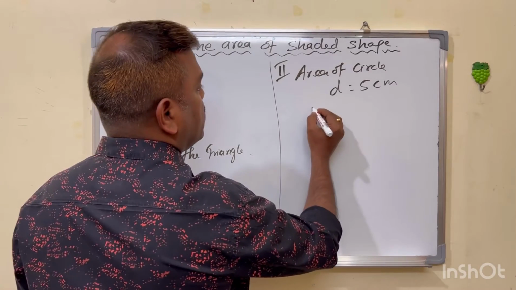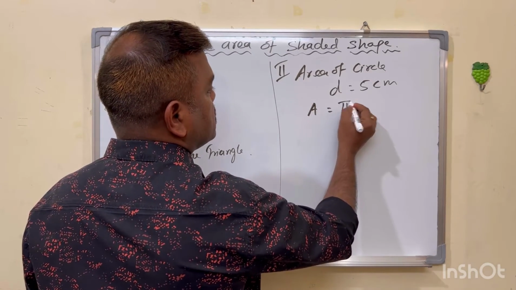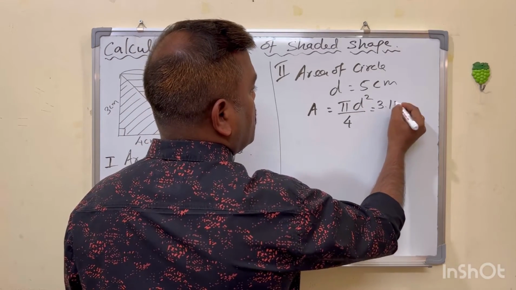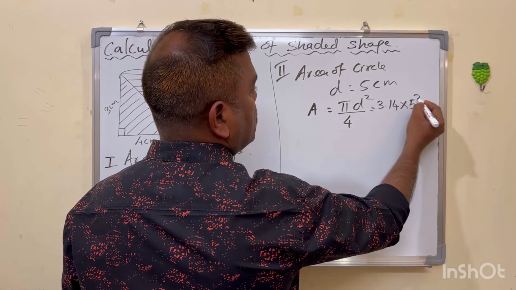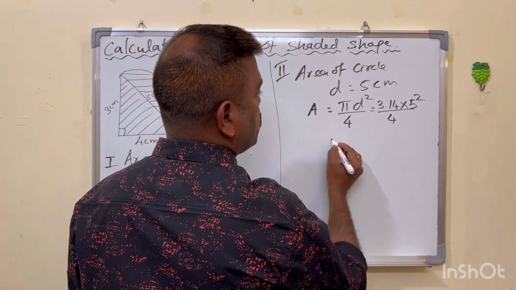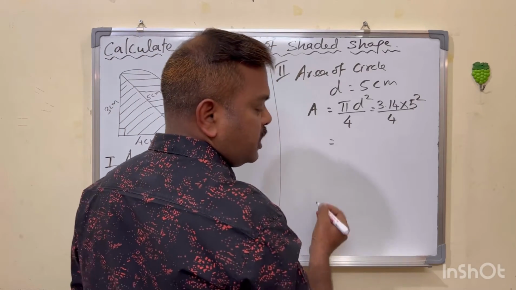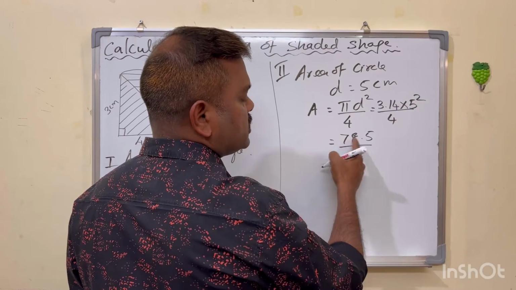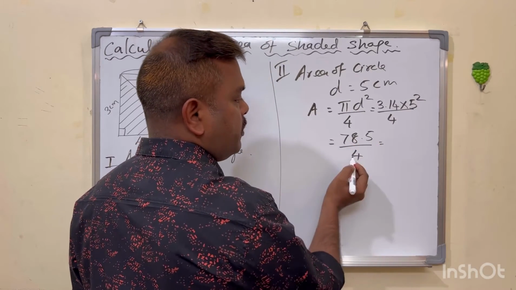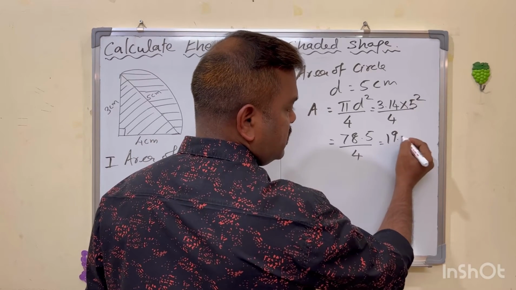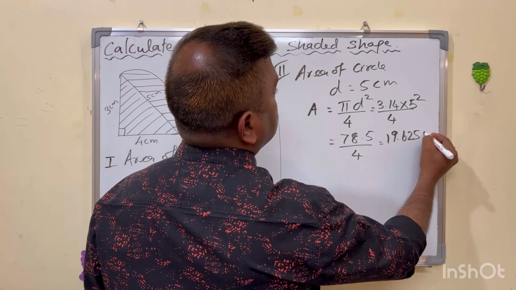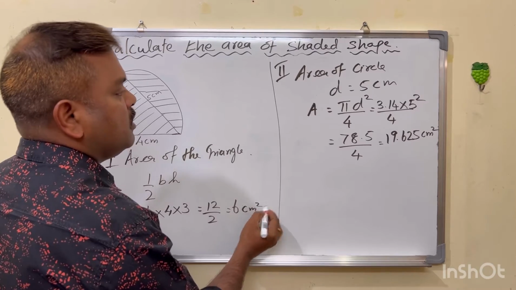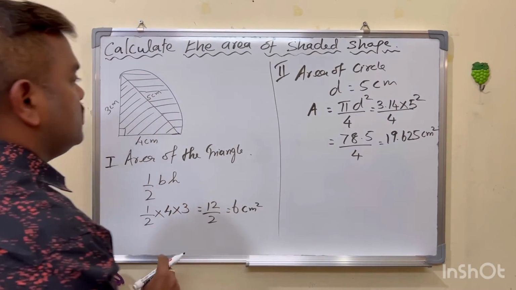So area of circle, with diameter given, is pi into d square divided by 4, equal to, the value of pi is 3.14, into diameter 5 square divided by 4. So 3.14 into 25 is 78.5. Dividing 78.5 by 4, you will get 19.625 centimeter square. Here also I will write centimeter square. Both are the same, but no problem.